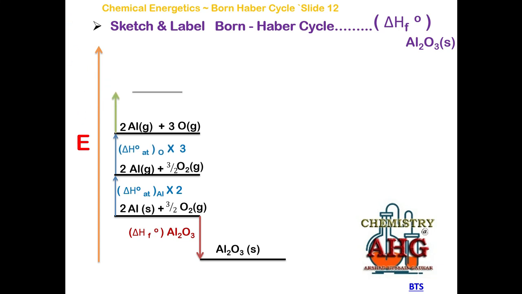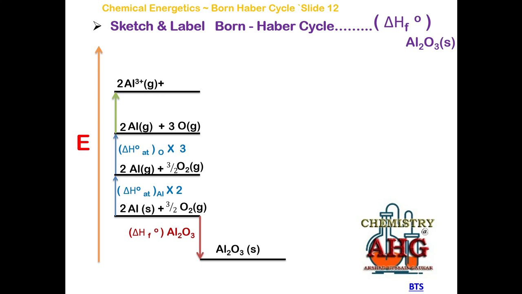Aluminium will lose 3 electrons. Aluminium will get a charge of Al3+. When aluminium loses 3 electrons, 2 moles of aluminium will lose a total of 6 electrons. And what is this enthalpy change known as? Whenever electrons are lost, the enthalpy change is known as ionization energy, and we are removing 3 electrons. So this will be the first plus second plus third ionization energy of aluminium.